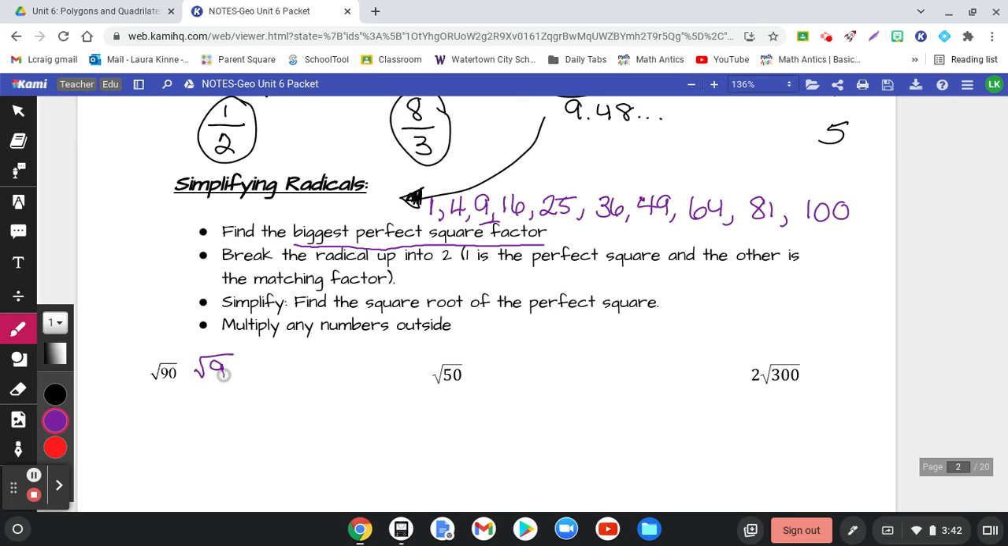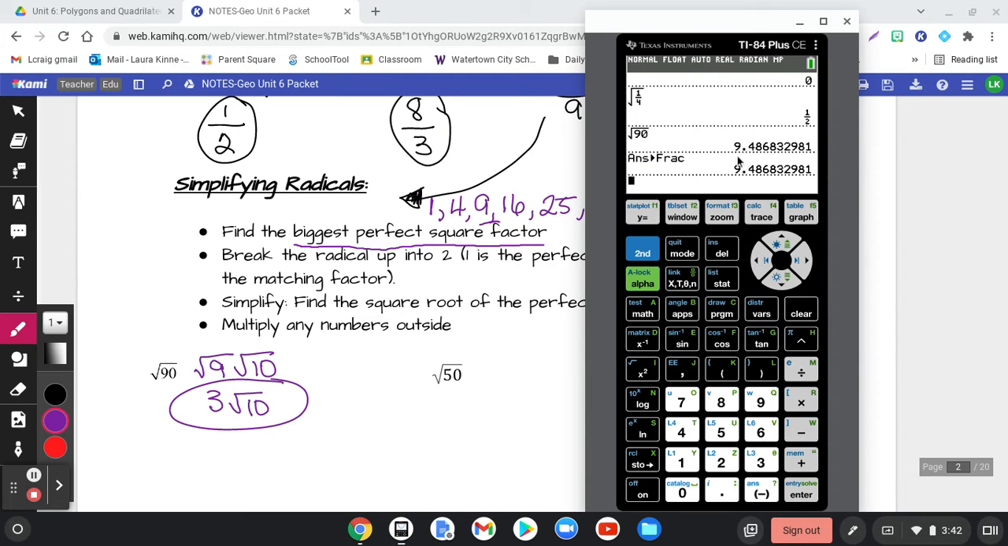So I'm going to change the look of this. Instead of 90, I'm going to write radical 9 times radical 10. They're both still under the radical, just like 90 is. And you want to put your best foot forward, your perfect square, put that first. All right, so what's the square root of 9? 3. And then we'll just leave the radical 10. And if you want to check to see if you did it right, well, we saw what the square root of 90 was. If you type in 3 second radical 10, 9.48, same thing. All right, so if you accidentally wrote 10 radical 3, you'd know to switch it there.